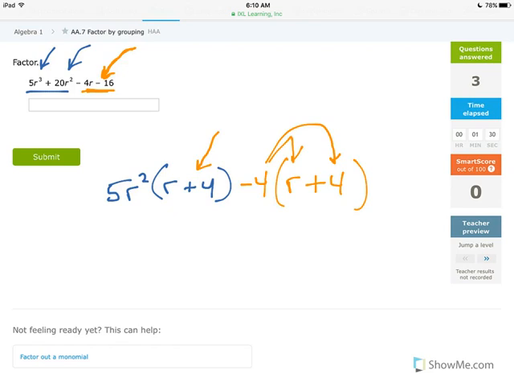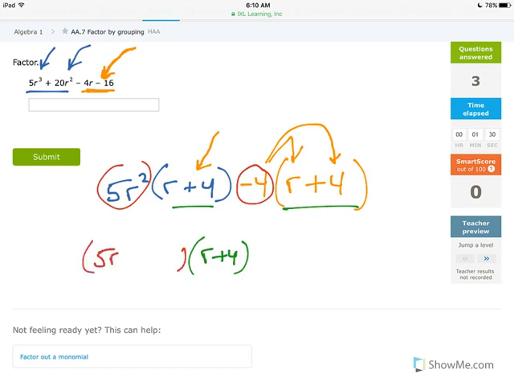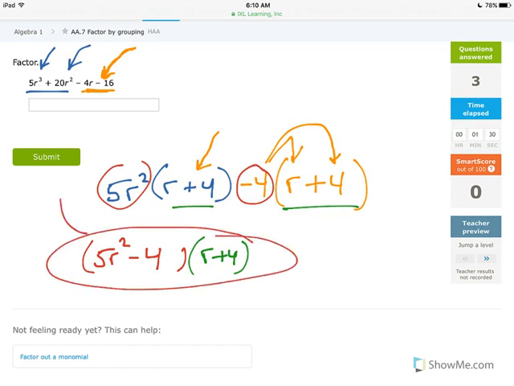And then what are your two factors? One of them is the r plus 4, since that's the common one. So there's the common factor, r plus 4. And what makes up the other factor? That would be these two values here make up the other factor. So it's going to be 5r squared minus 4. So 5r squared minus 4 and r plus 4, that should be your two factors that go into the answer box.